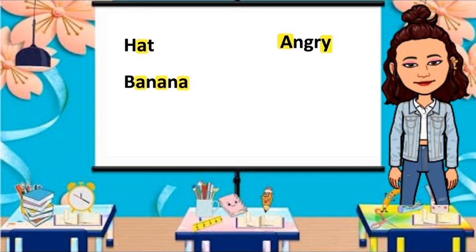Banana. Banana has three vowels, therefore there are three syllables. Banana. Helicopter. Helicopter has four vowels, so it has four syllables. Helicopter.